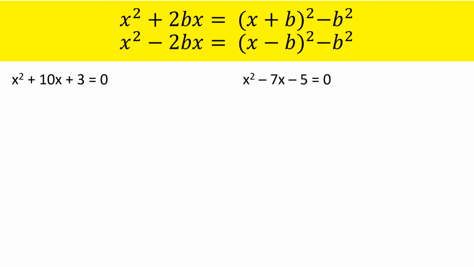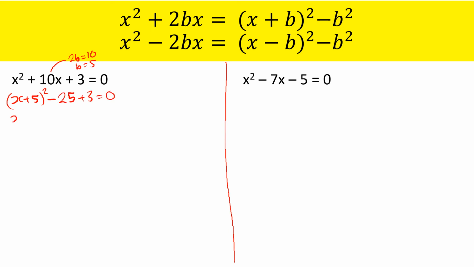So here's R2. You are more than welcome to pause the video and have a go first, but I'm going to crack on with it. As I say, the most important thing is saying what b is at the start. So 2b is 10 in this first example, which means we're going to end up with b being 5. So we've got our x plus 5 all squared, take away 5 squared, so take away 25, plus 3 equals 0.